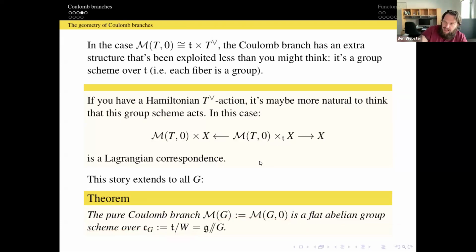So this is the same map I was calling pi before. The fibers of that map, every fiber is a group. And the groups all play together in a nice way, which group scheme is the nice way of saying that.